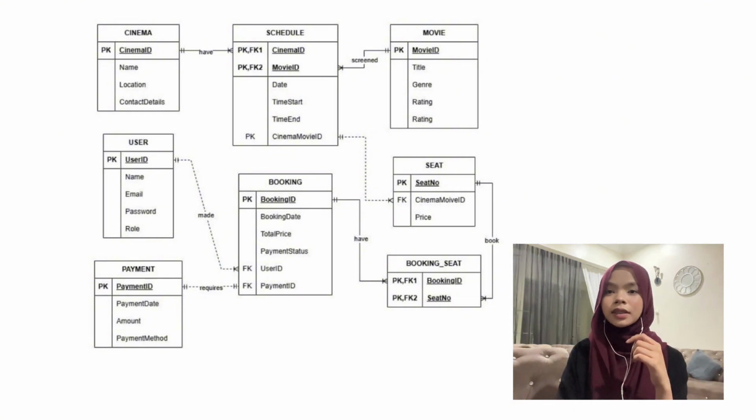Next, we have the seat entity. The seat entity handles seating for a specific schedule. The attributes for this entity are seat number, primary key, cinema movie ID, foreign key, and price.